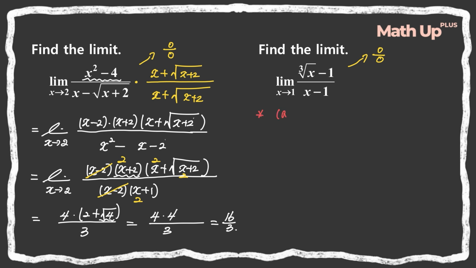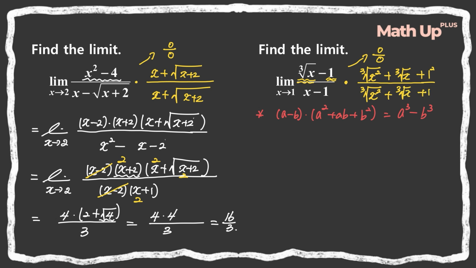Since (a minus b) times (a squared plus ab plus b squared) is equal to a cubed minus b cubed, we're going to multiply both the numerator and denominator by the square of this. So, cube root of x squared plus this times this, which is cube root of x plus 1 squared, which is 1, right? And the same thing on the denominator, cube root of x plus 1 squared.